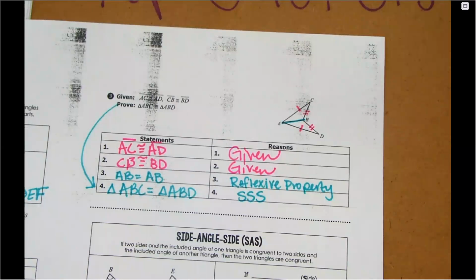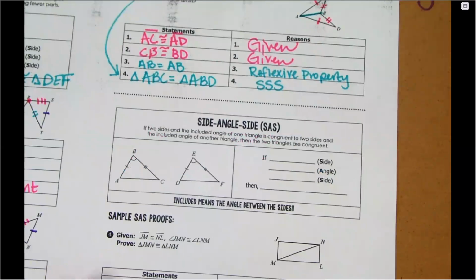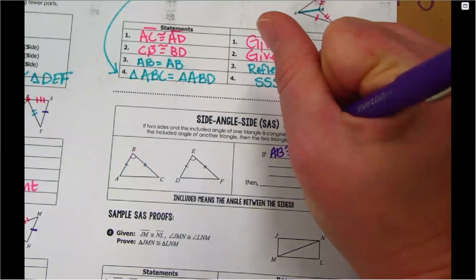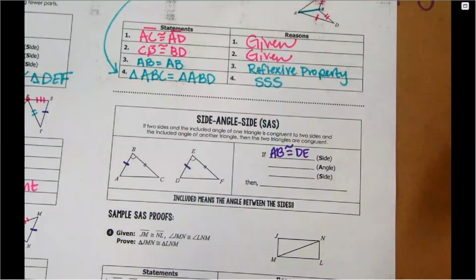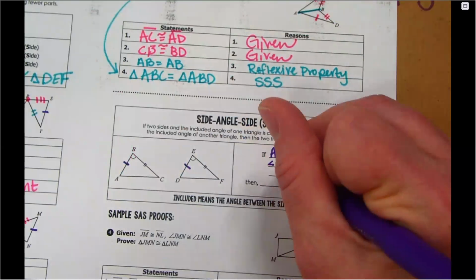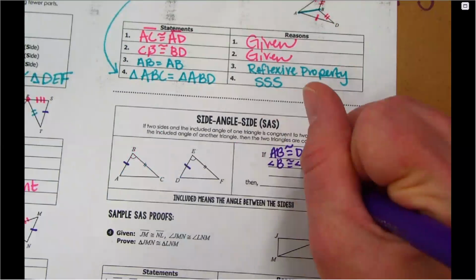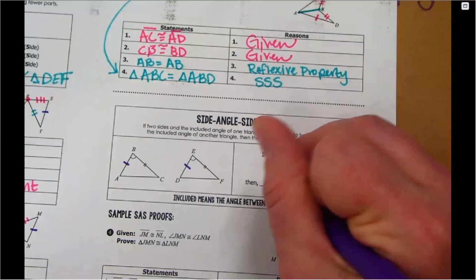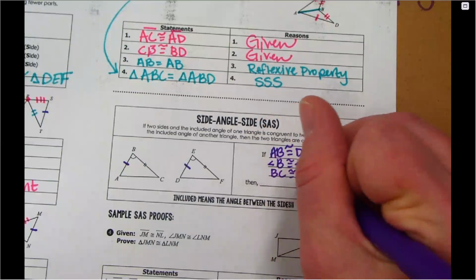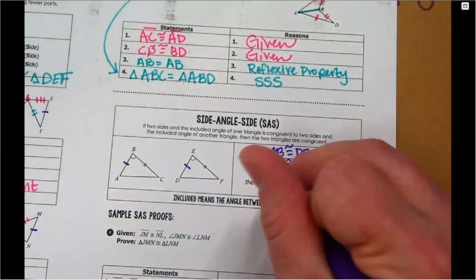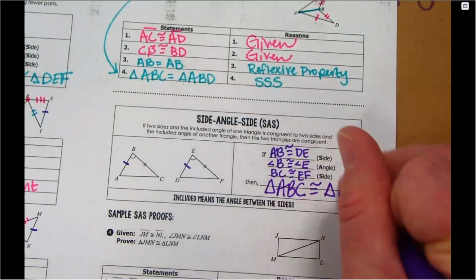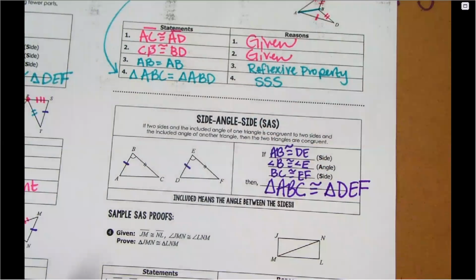All right, jump to the rule box. We're going to do this quickly. This is talking about the side angle side. So they're saying if AB is congruent to DE and the angle B is congruent to angle E and side BC is congruent to EF, then triangle ABC is congruent to triangle DEF. So we are able to write a congruency statement if we know side, included angle, side.